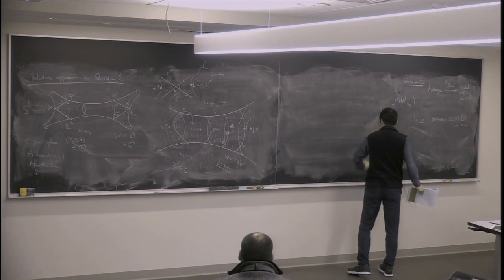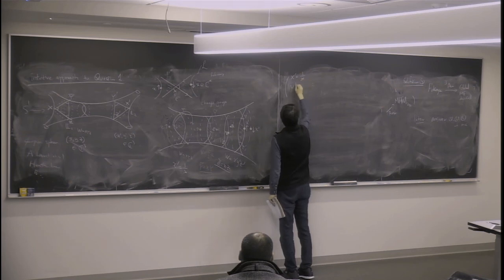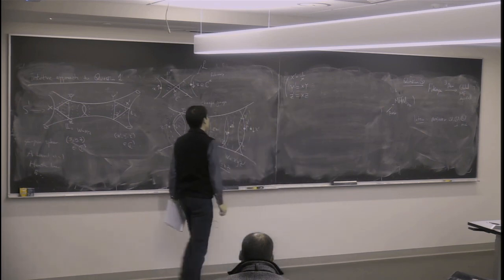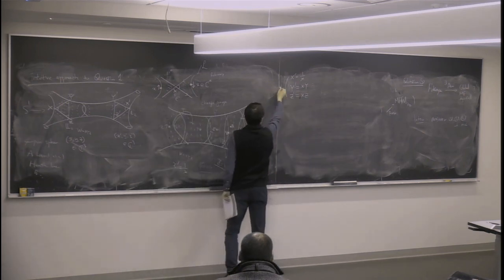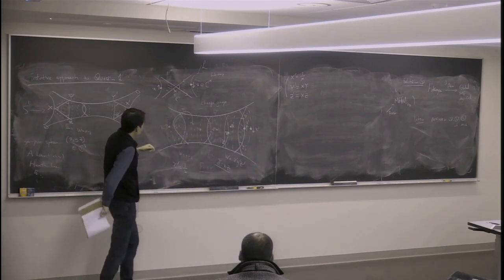So at the end what we get is this change of variable, which is X prime is 1 over X, Y prime is XY, Z prime is X. So this is the conclusion. But in fact, there is more freedom.